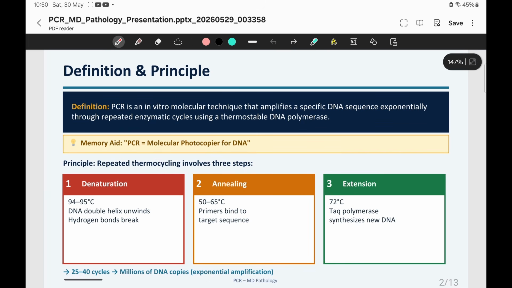What is PCR? PCR is defined as an in vitro molecular technique that amplifies a specific sequence of DNA exponentially through repeated enzymatic cycles using a thermostable DNA polymerase enzyme. In a nutshell, the PCR is a molecular photocopier for DNA. So what are the steps? There are three main steps, that is denaturation, annealing and extension.